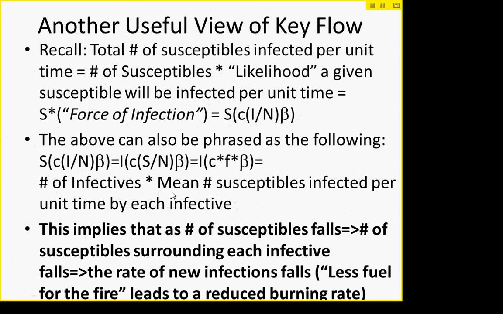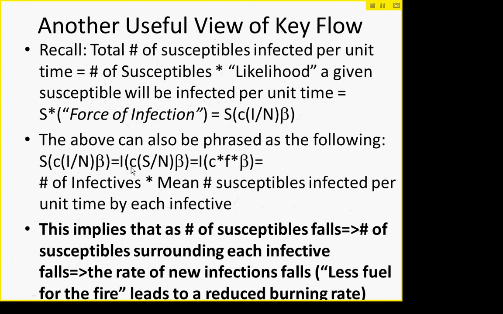So I should note that we also discussed how we could rephrase this in this sort of way. So this becomes I times C times S over N times beta. And this highlights the fact that the number of susceptibles, or the fraction of susceptibles within the population, is really, really important for shaping the course of infection. Why is that? Can anyone give me some intuition why, if I'm an infected, it is important how many susceptibles there are in the population in terms of how efficiently I transmit infection? Why is it that the number of susceptibles out there matters?